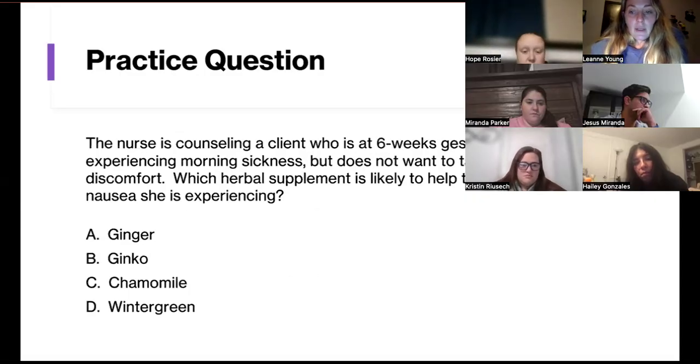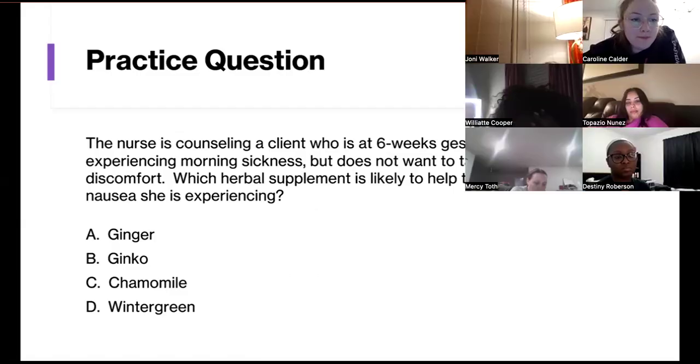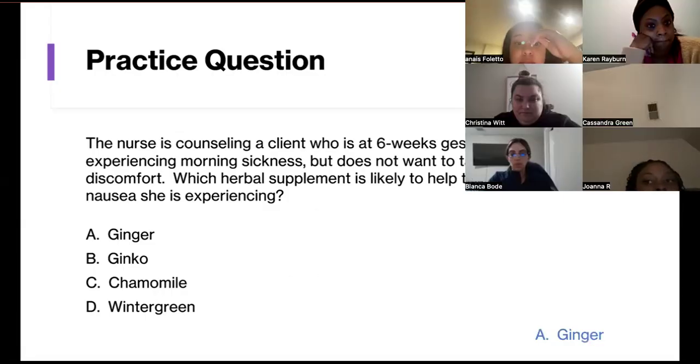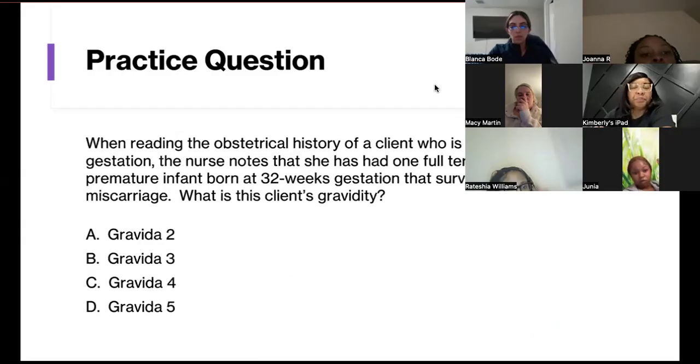The nurse is counseling a client who is at 6 weeks gestation and is experiencing morning sickness, but does not want to take any drugs for this discomfort. What herbal supplement is likely to help this client with the nausea that she's experiencing? Ginger. Yep, ginger is a big one that can help with nausea and vomiting. The other ones, I don't even know if they're safe in pregnancy, so we definitely don't want to recommend that.